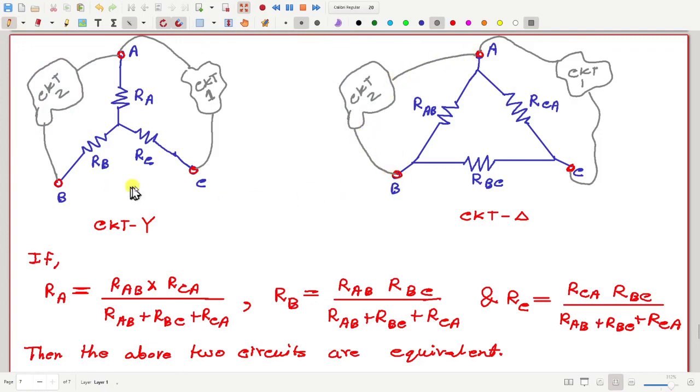Okay, and you can connect also something here. Here also you have to connect the same thing, circuit 3. Then circuits 1, 2 and 3 will not see any difference, any change. Whatever current is flowing here, if it is I1, here also the same current I1 will flow. If the voltage from here to here is V2, then the voltage from here to here will also be V2.